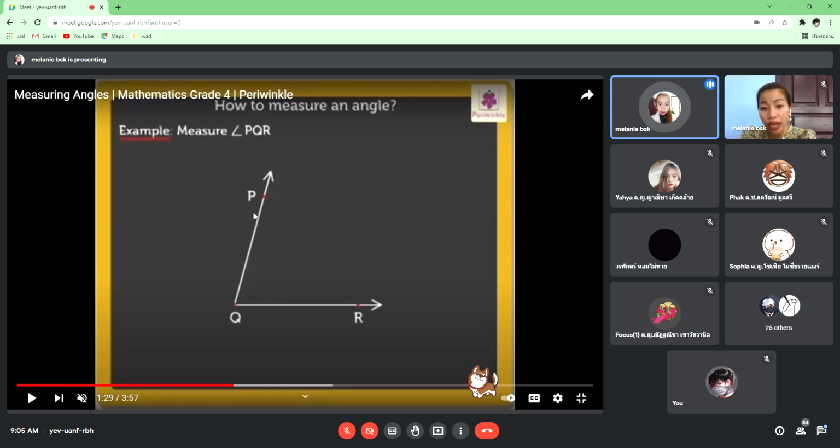So if we're going to say the rays, what are the two rays of this angle, children? What are the two rays of this angle? Anybody? Plus 1 point. 1 point each. Anybody who wants to recite, children?